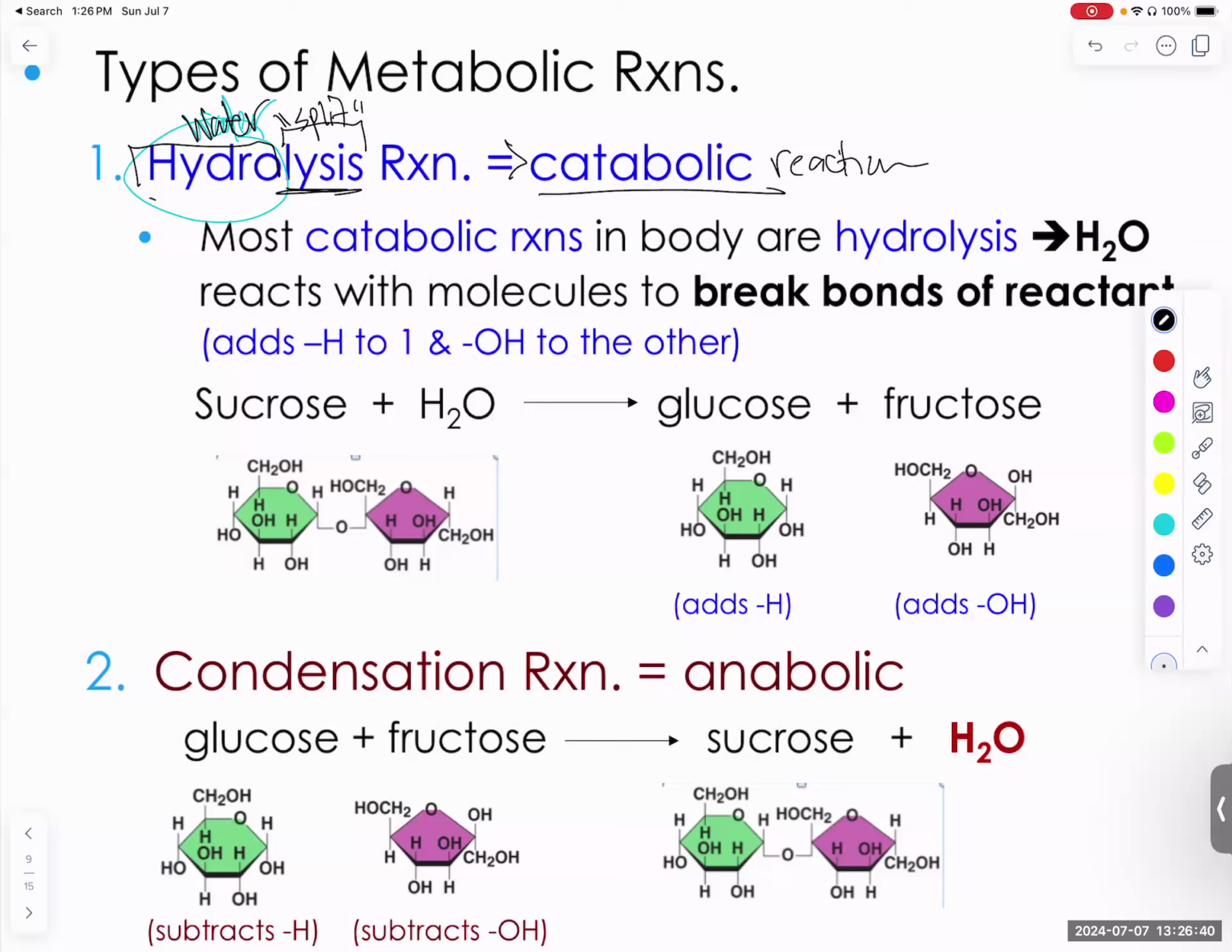So most catabolic reactions in the body are hydrolysis reactions, because the majority of our body is water, right? And so we're going to use water to break bigger molecules down into smaller molecules. So here's an example: sucrose. This is table sugar. And you have a glucose molecule and you have a fructose molecule, and they're bonded right there.